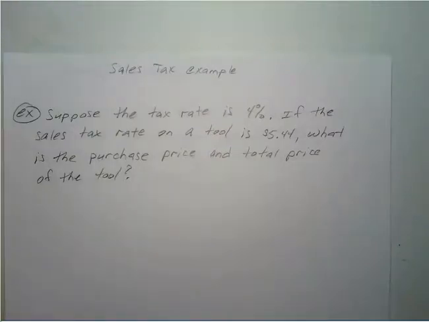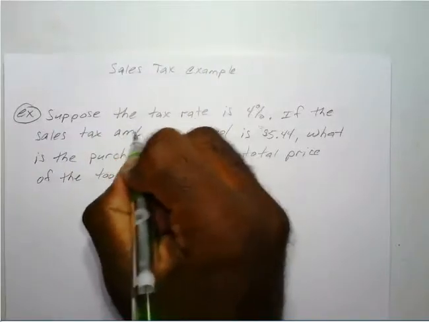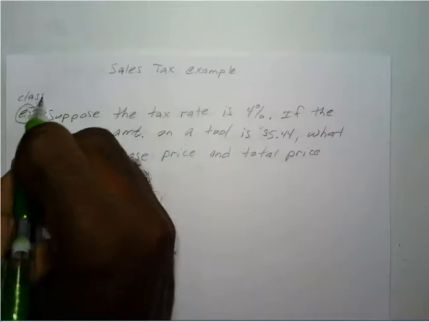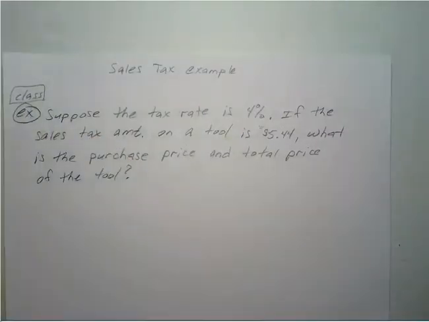All right, so suppose the tax rate is 4%. The sales tax amount is $5.44. What is the purchase price and total price of the tool? So this should be tax amount, not rate. My apologies for the error. Once again, using the formulas I just showed you, I want you to go ahead and press pause and try to solve this one on your own.